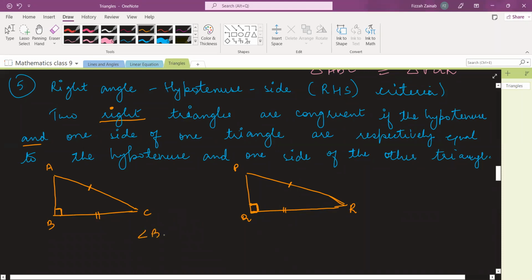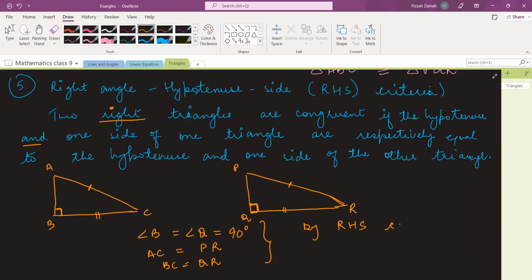So if angle B is equal to angle Q, which is actually equal to 90 degree, correct? And then hypotenuse, which is AC is equal to PR, and then any other side, which is BC is equal to QR. So if these criteria are satisfied, we say that by RHS criteria, triangle ABC is congruent to triangle PQR. So be careful. Now B is the 90-degree angle. So here Q is the 90-degree angle. Both are written in the middle. Okay.